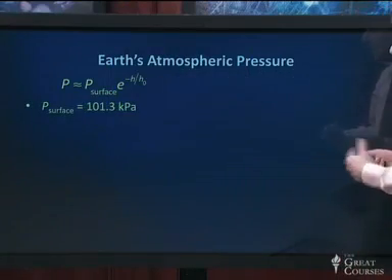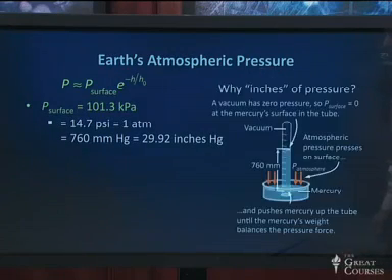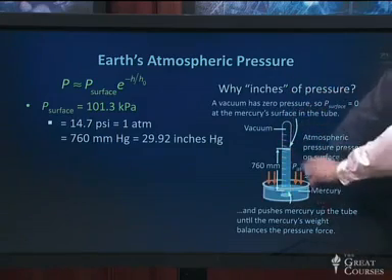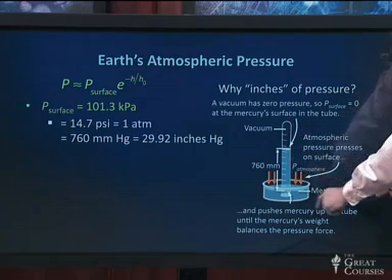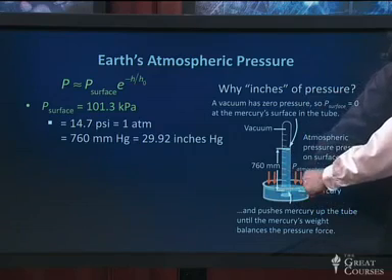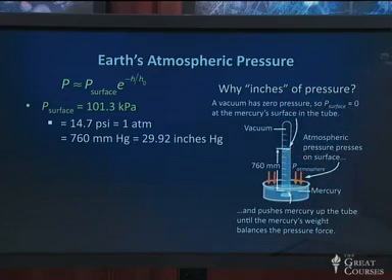The pressure at the surface is about 100 kilopascals: 101.3, 14.7 psi, 760 millimeters of mercury. Why inches or millimeters of mercury? Because that's how a mercury barometer works. A mercury barometer works by the pressure of the atmosphere pushing down on mercury and pushing the mercury up in a tube where there's a vacuum at the top, and a standard atmosphere supports 760 millimeters of mercury.